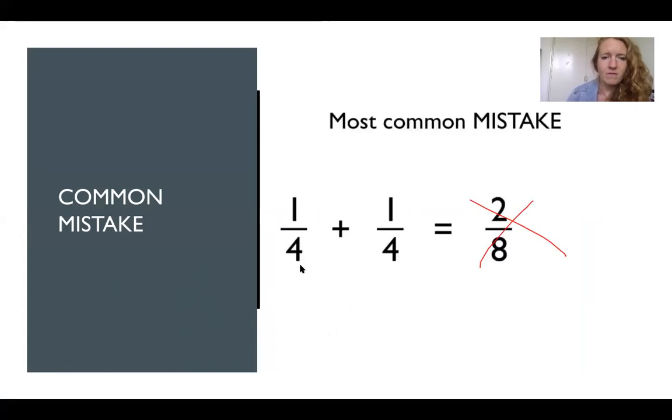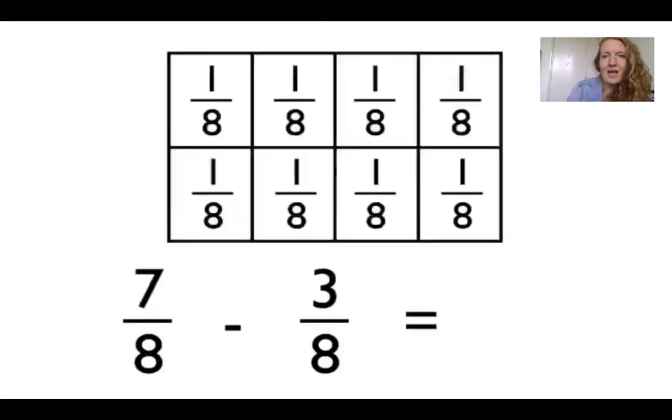Let's do the numerator first. So 1 plus 1, well, we know that would be 2 in the numerator, and then we don't add the denominator. So we keep the denominator the same. So it would be equal to 2 quarters. Now, we know that actually this can be simplified. We have an equivalent fraction here, which would be 1/2, because 2 divided by 2 is equal to 1, and 4 divided by 2 is equal to 2. So we know that actually that should be 1/2. Hopefully you remember that. Now, let's look at subtraction.